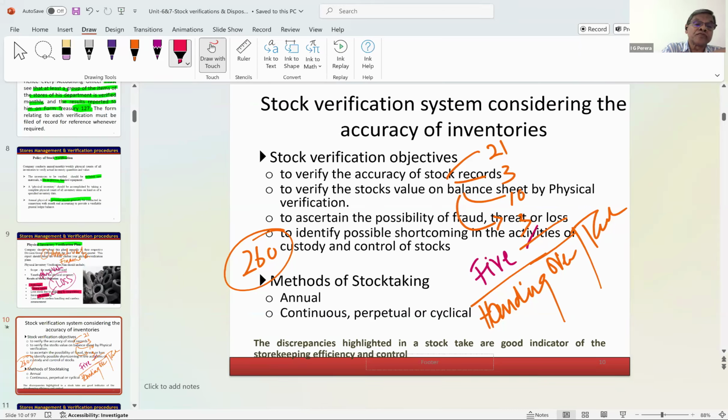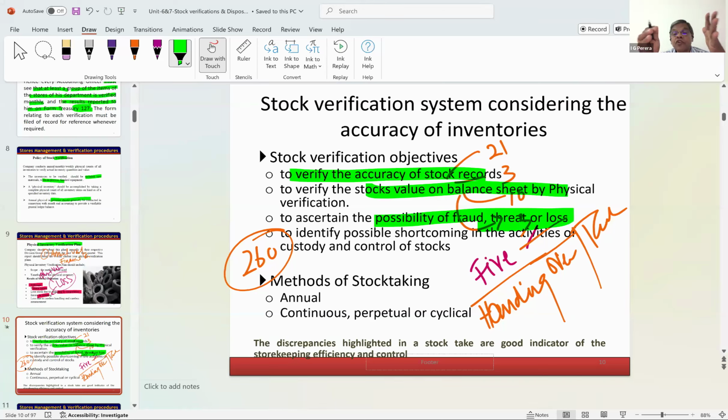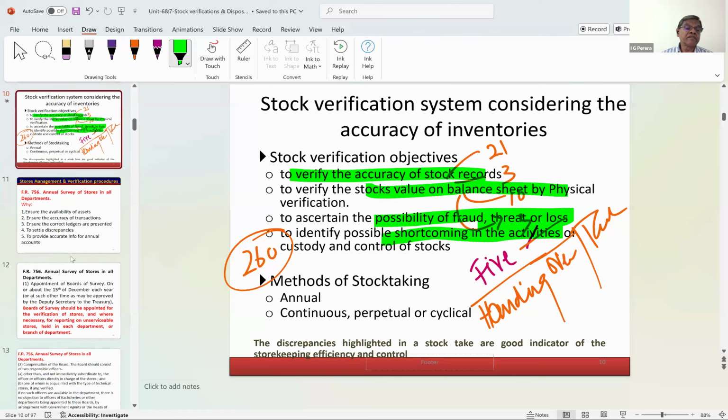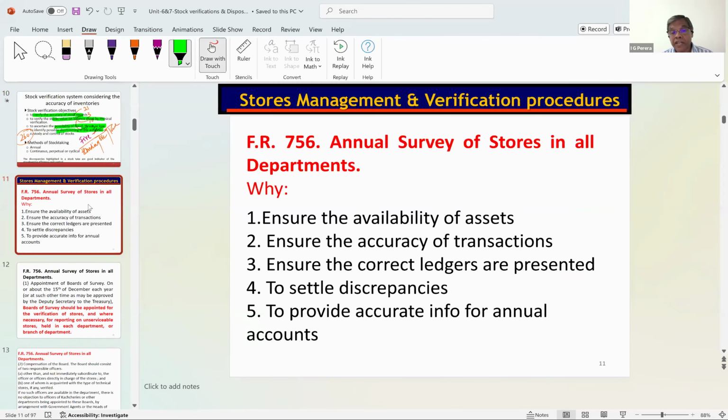So what are the objectives of these kind of stock verifications then? Verify the accuracy and verify the stock value and the physical verification, the balances, to ascertain the possibility of fraud, threat, theft, or losses, to identify possible shortcomings in the activity, shortcomings in custody and control of stocks, handing over, taking over. So it can be annual stock take with a continuous take or perpetual or cycle stock takes, whatever way. So you need to ascertain basically the quantities that you have.